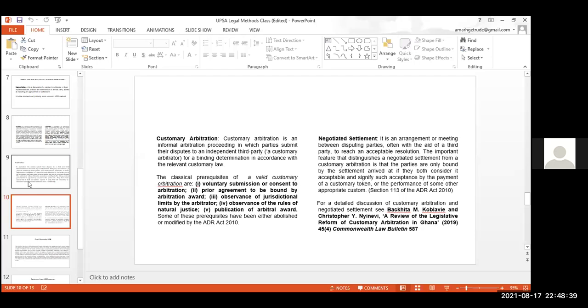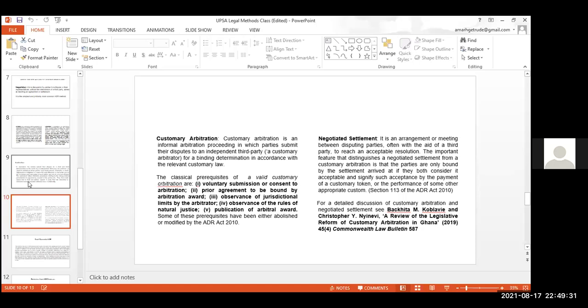Now, he had said that for there to be a valid customary arbitration, the following must be present. One, a voluntary submission or consent to arbitration. So a voluntary submission of the disputes by the parties to arbitration for the purpose of having the dispute decided. Number two, there must also have been a prior agreement by both parties to accept the award of the arbitrator. So in addition to the fact that the parties must voluntarily submit to arbitration, and of course, there are so many issues concerning what would essentially amount to voluntary submission, we'll look at that soon, the parties must also have agreed prior to the arbitration that they are going to be bound by the arbitral award that will be given by the customary arbitrator.